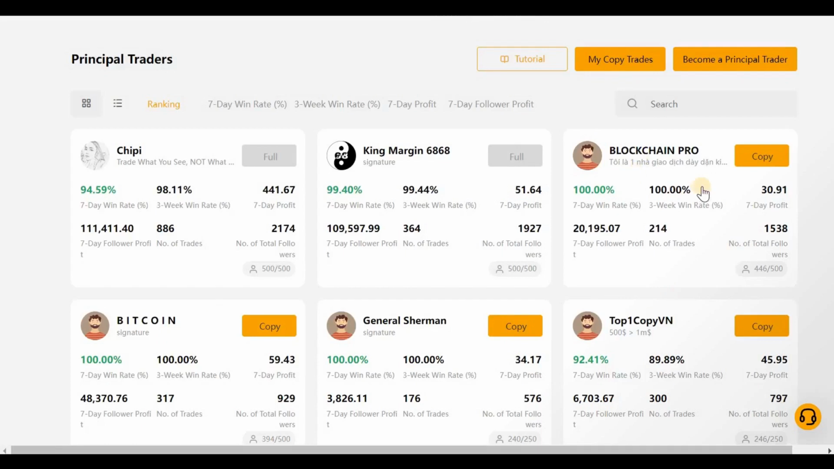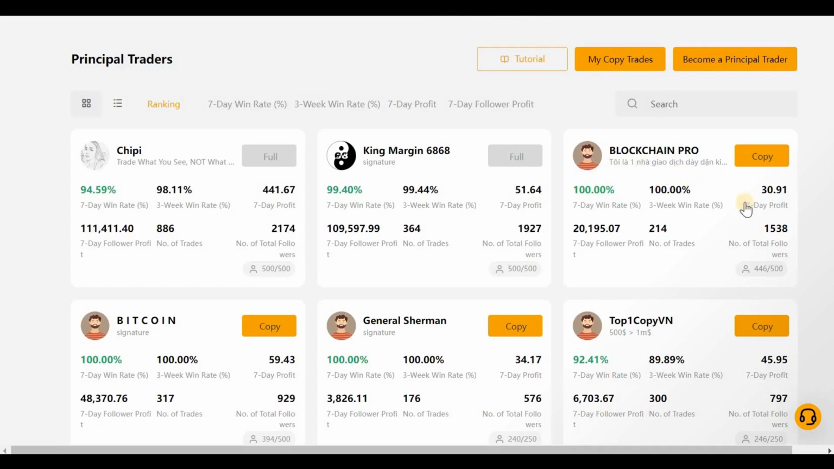When you want to copy a particular trader strategy, you should always check the win rate. This shows you if their strategy is a good working profitable strategy. So when you look at this win rate, you would know that the trader is more likely to make profit over a period of time.